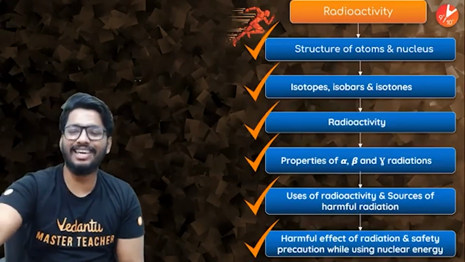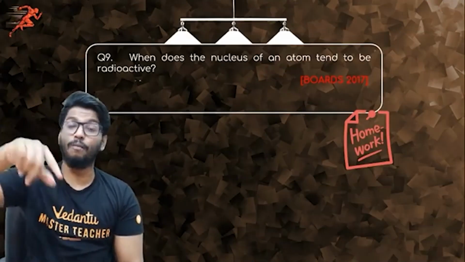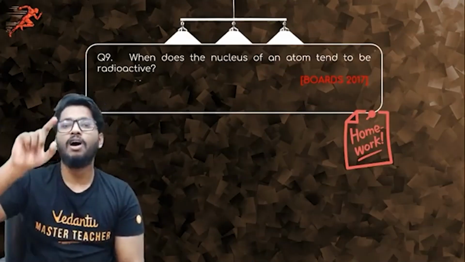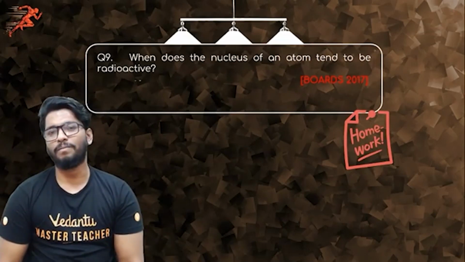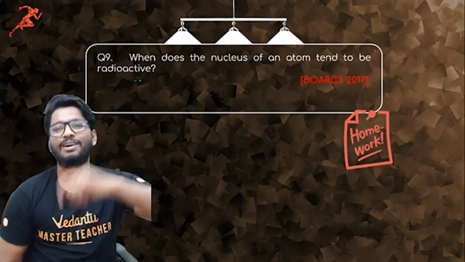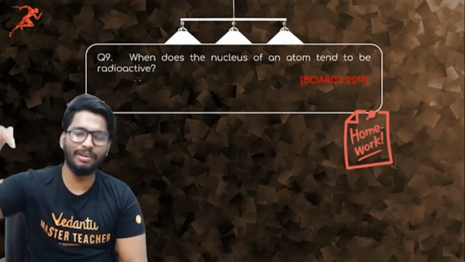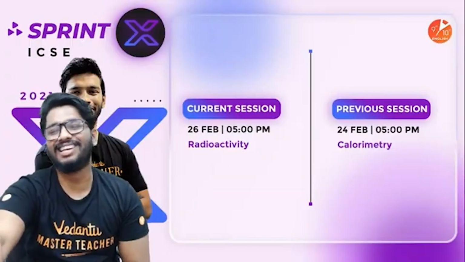Anyway, the chapter radioactivity is done. This is your homework for today, people. 2017 question. The question is, when does the nucleus of an atom tend to be radioactive? Simple question. Let me know the answer in the comment section. Let's see who gets the answer the fastest.